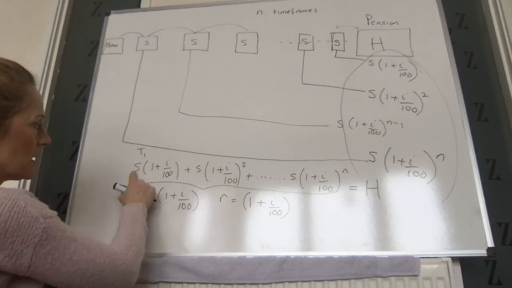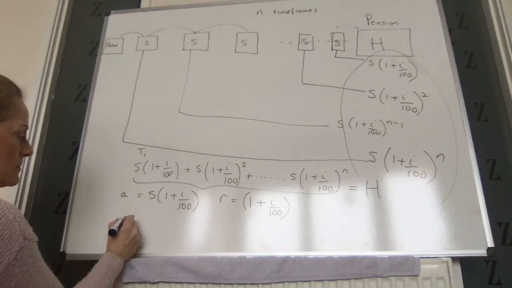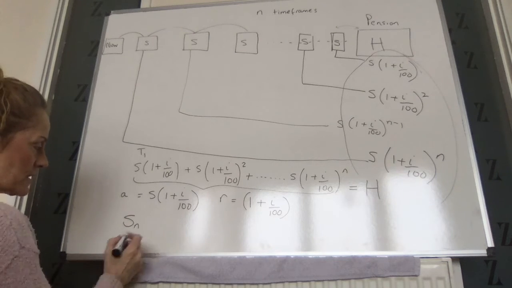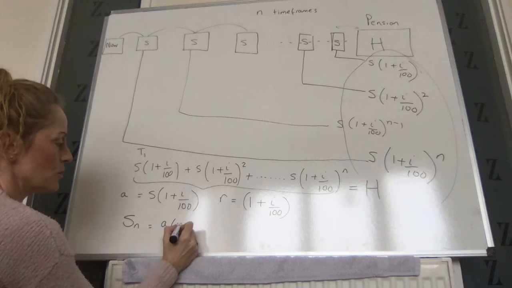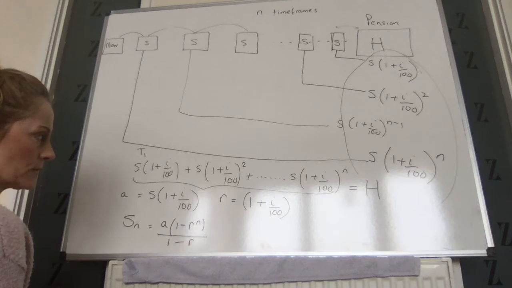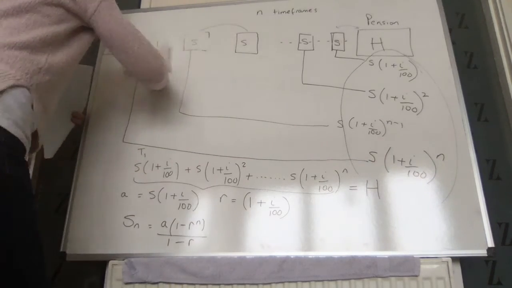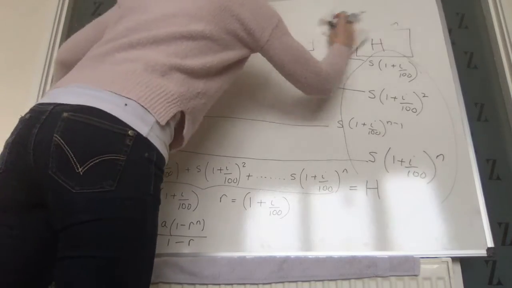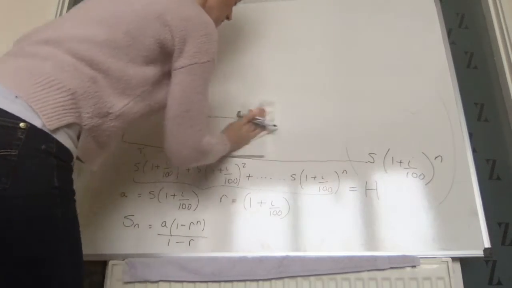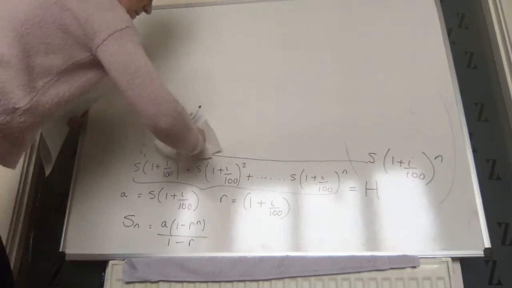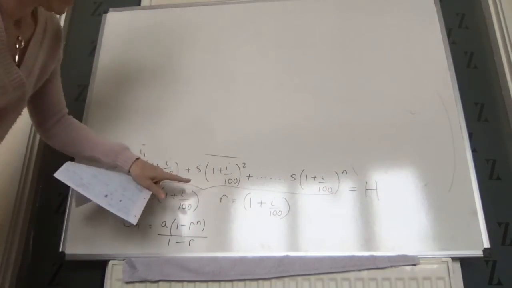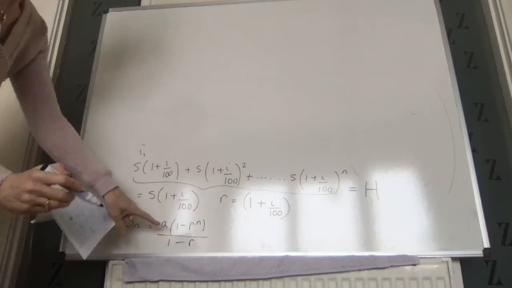So another way of writing all of this is the sum, Sn, of that geometric series. And Sn of that geometric series is a times 1 minus r to the power of n over 1 minus r. Okay, so I'm going to rub out the top bit now. I'm going to start from the top down. Okay, so that's our expression. So we're now going to find an expression for the sum of that geometric series.